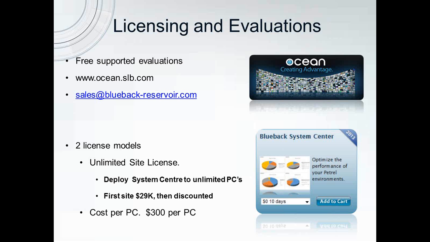In terms of price models, there are two available for the System Center. Number one is an unlimited site license, which allows you to record and monitor an unlimited number of PCs from a defined site. This starts at $29K for the first site, with discounts available for subsequent sites. There's also a cost per PC model, at $300 per PC. In this model, you'll be provided with a license that limits the database to a specific capacity based on the number of PCs or Petrel installations you wish to deploy the System Center to monitor.